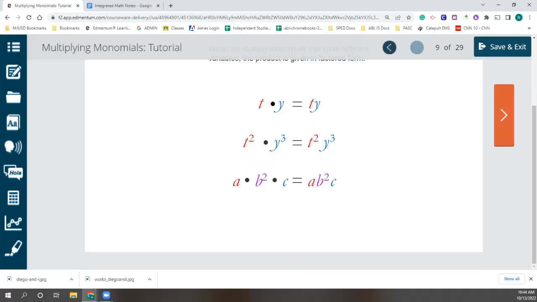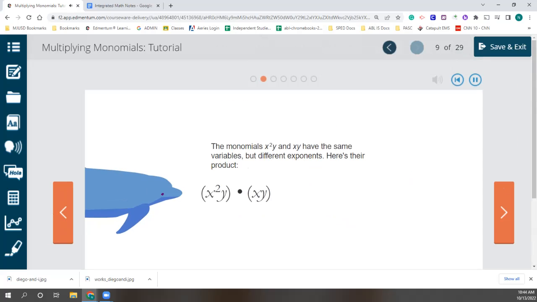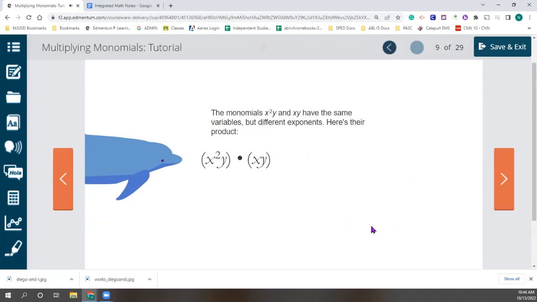It's simplified. The monomials x squared y and xy have the same variables, but different exponents. Here's their product. Okay, so x has a different exponent in this one multiplied by that one.